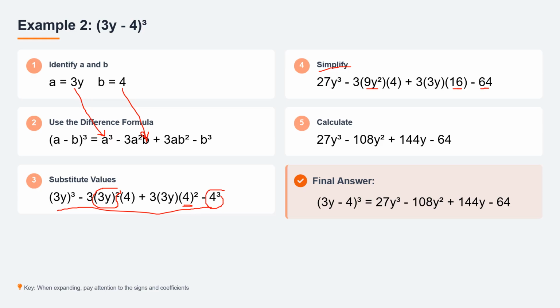Then let's calculate. So 27y cubed minus 3 times 9 times 4 is 108 times y squared, 108y squared. Plus 3 times 3y is 9y times 16 is 144y, and minus 64. For the final answer, we have 3y minus 4 raised to 3 is equal to 27y cubed minus 108y squared plus 144y minus 64.